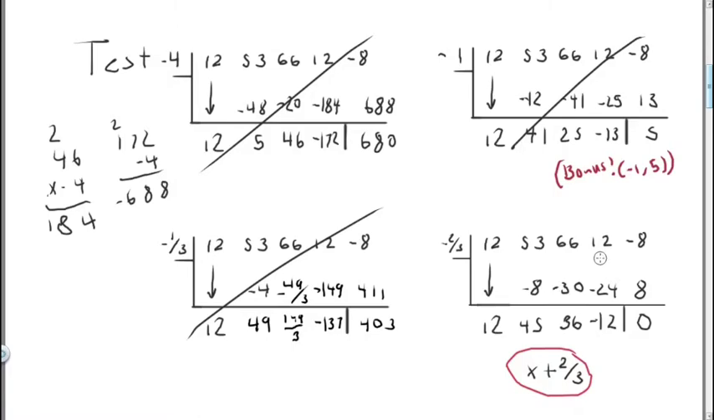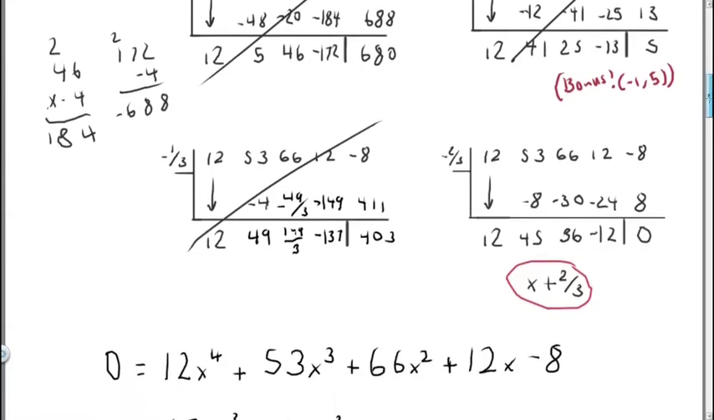And then multiply that by -2/3, and you get -24. Add 12 to -24, you get -12. And then you multiply -12 by negative 2/3, and you get positive 8. Add positive 8 to negative 8, you get 0, which means that your first term is x plus 2/3. That's your first factor.